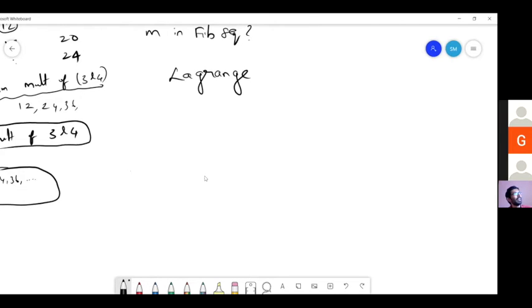So there were three great L's among the French mathematicians. One is Lagrange, another is Legendre, another is Laplace. All three have made really deep contributions to mathematics, and all three were French mathematicians.